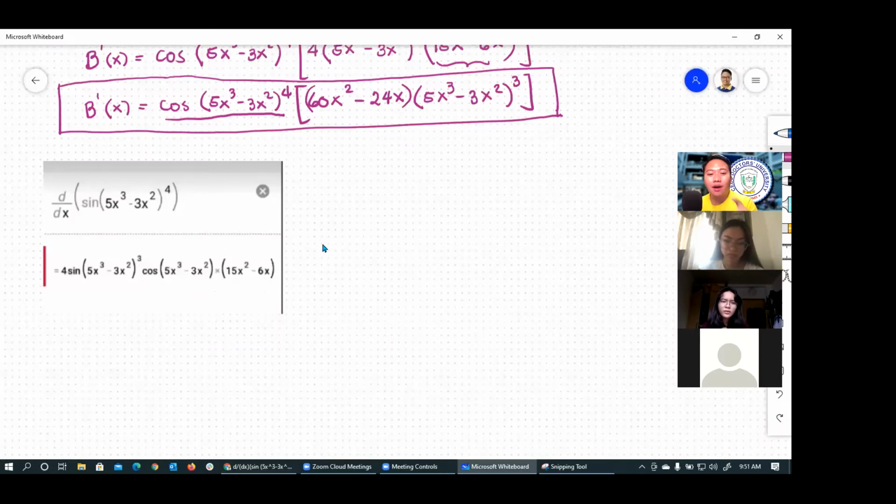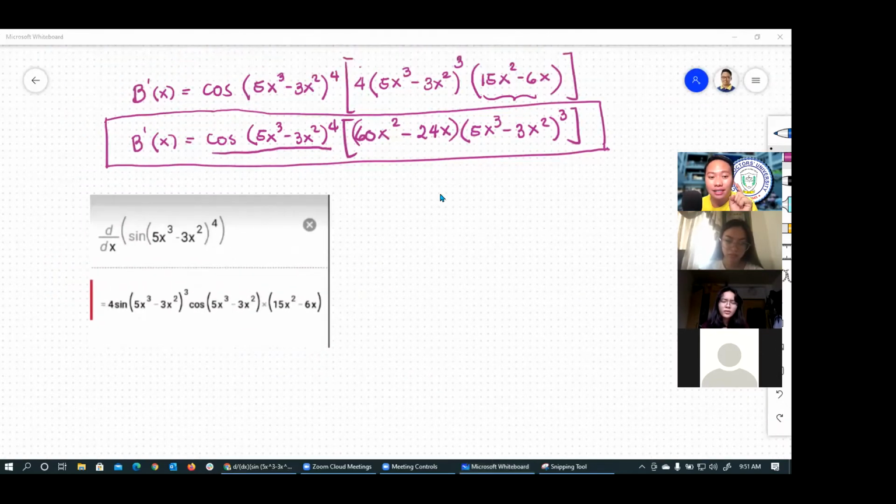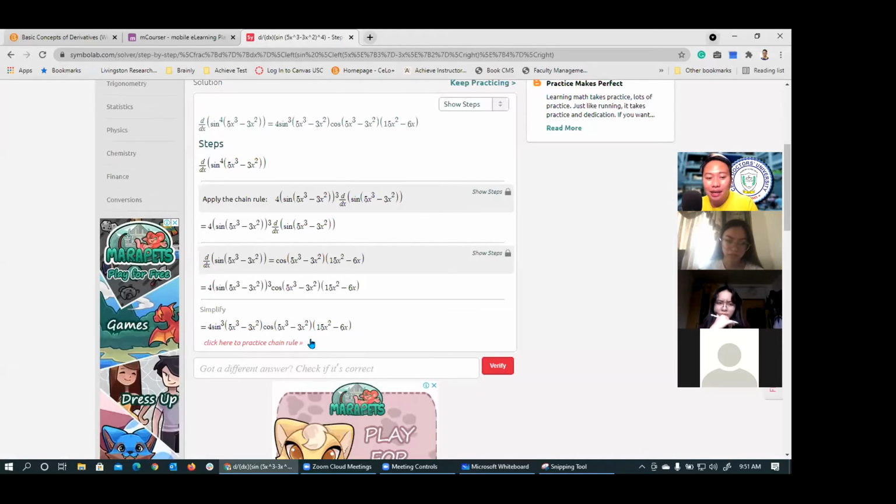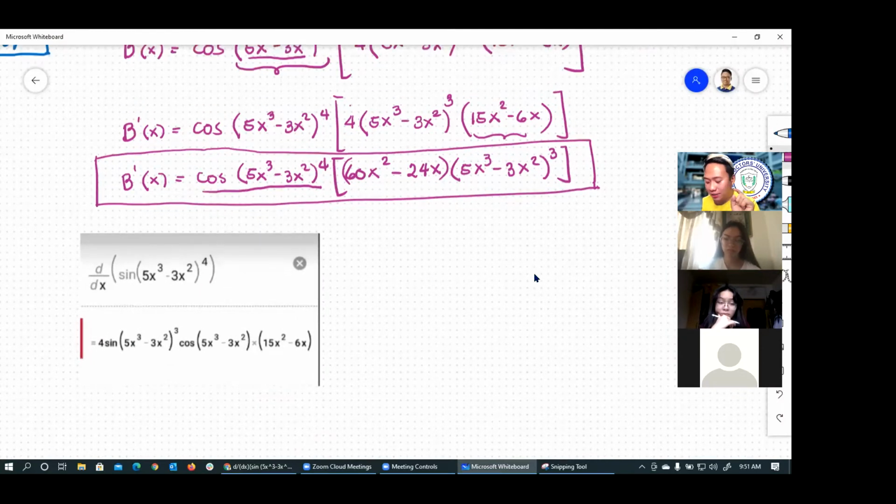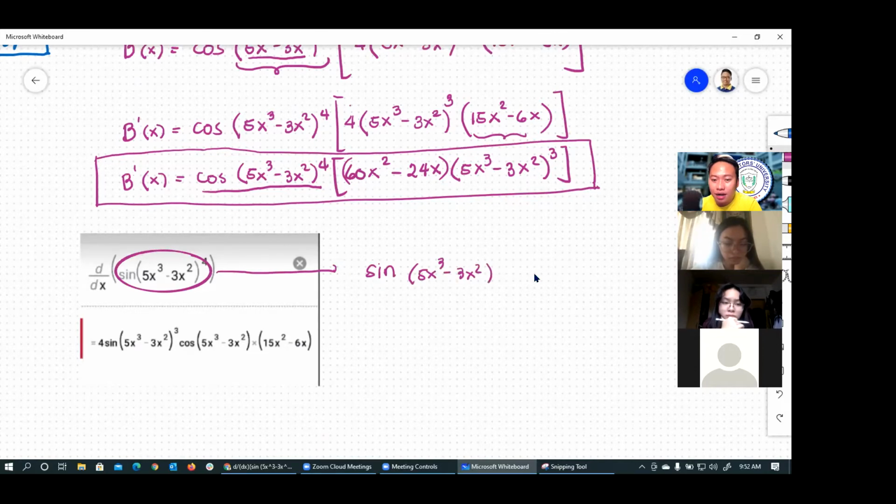Okay, here. Now, the interpretation actually what happens here, guys. Simon Lab has the same answer. Look at the answer of Simon Lab here. The interpretation, guys, what happens here is that when we plug in this number, they interpret this as like this: sine of 5x cubed minus 3x squared, raised to the power of 4. That's how they solve it. In other words, the exponent 4 is actually the exponent of the whole sine.